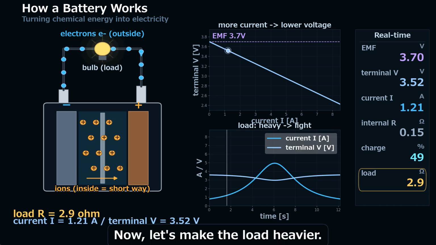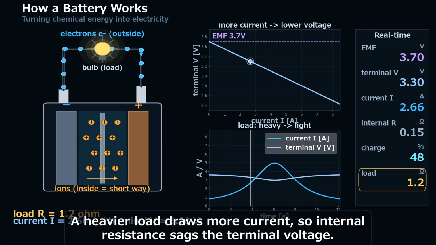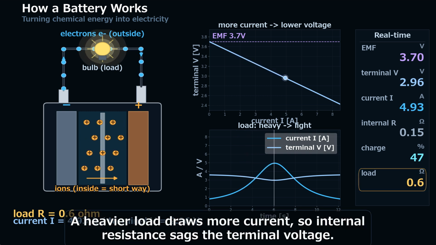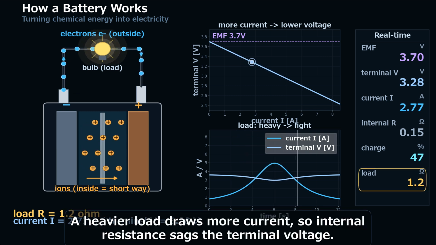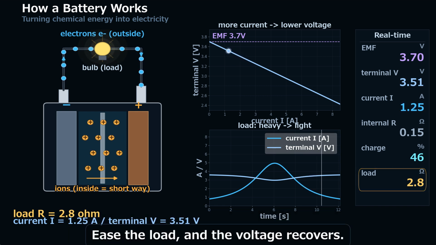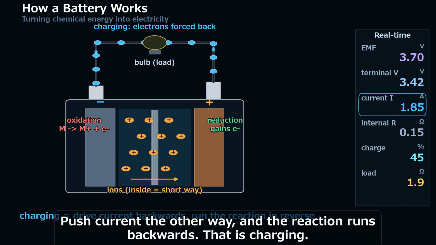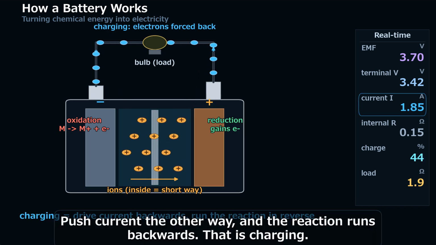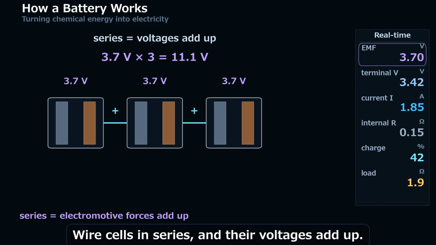Now, let's make the load heavier. A heavier load draws more current, so internal resistance sags the terminal voltage. Ease the load, and the voltage recovers. Push current the other way, and the reaction runs backwards. That is charging. Wire cells in series, and their voltages add up.